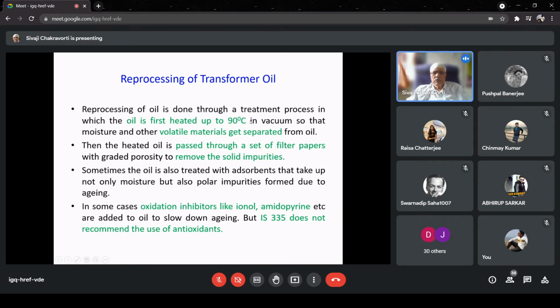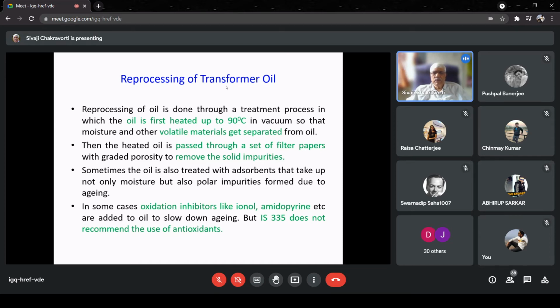Transformer oil belongs to class Y, which is the lowest class of insulation. These classes are based on the highest temperature at which the insulation can work safely. For transformer oil, class Y, the highest temperature is 90 degrees. So you cannot heat transformer oil at a temperature higher than 90 degrees, otherwise the oil itself will get damaged.